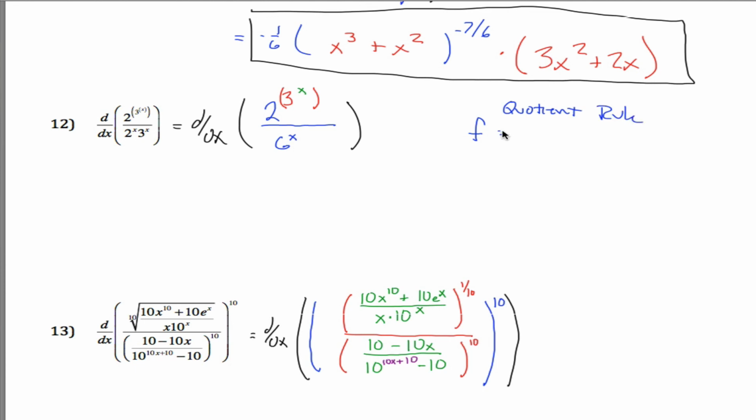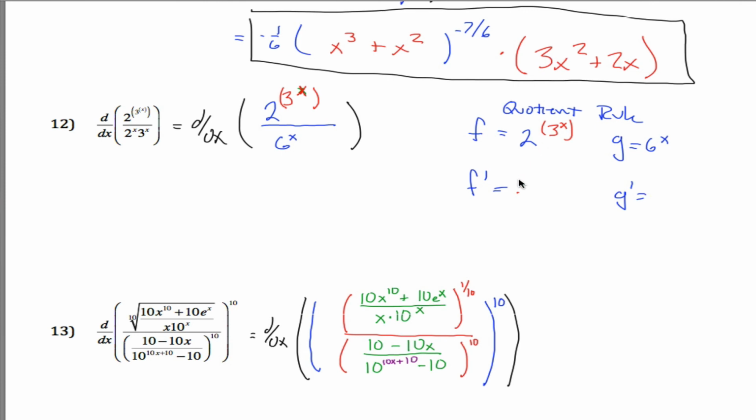And we got f is the thing up top, which in this case is 2 raised up to some power. That power being 3 to the x. Okay, and the thing down on the bottom, g, is 6 to the x. So if I could just figure out f prime and g prime, I'd be done. I just have to put the pieces back together using the quotient rule.